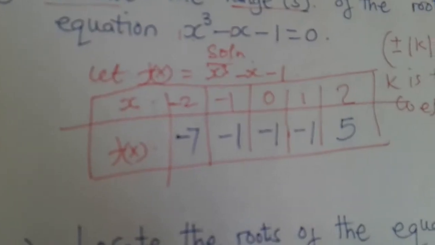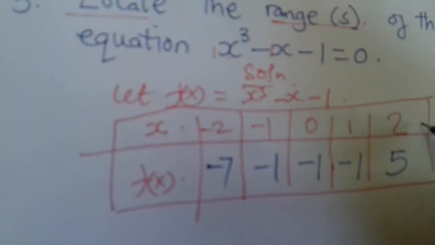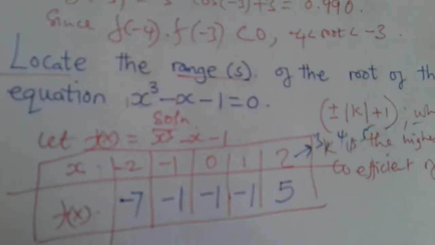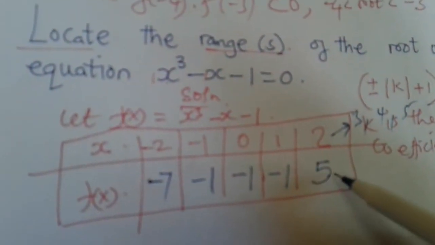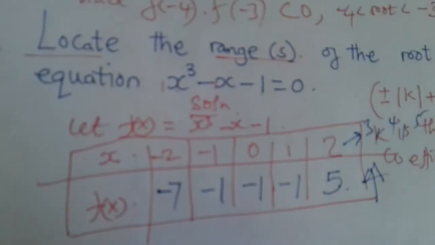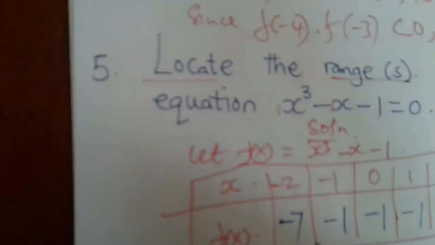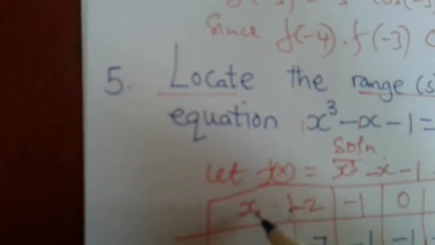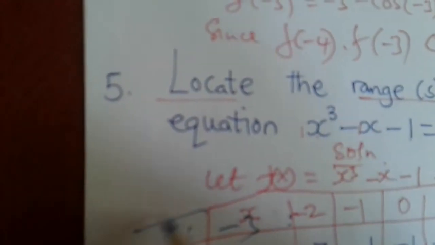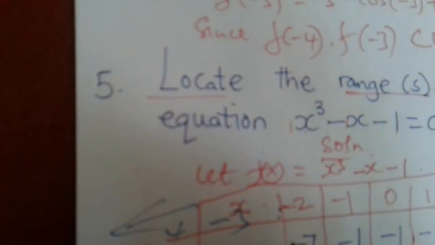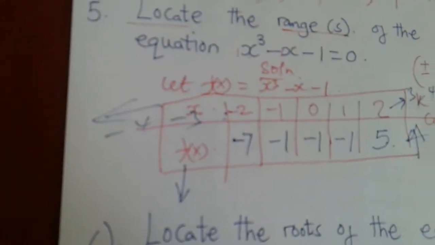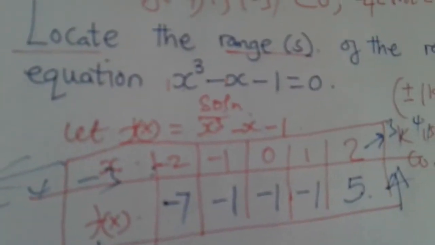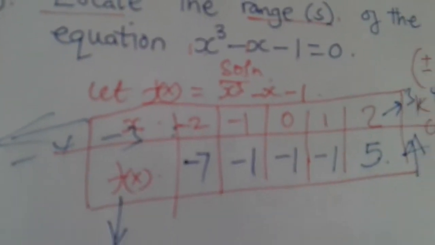You will realize that if you go above 2, to 3, to 4, to 5 and so on, the values of f(x) will keep on increasing. If you consider values of x less than negative 2, say negative 3, negative 4 and so on, we shall see the values of f(x) decreasing, becoming bigger in magnitude but more negative.